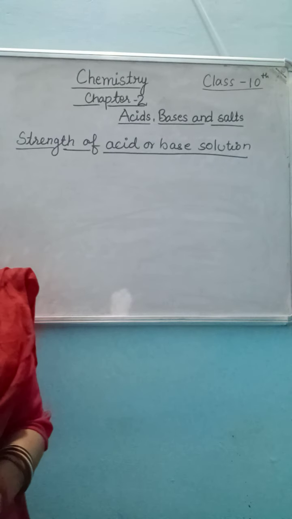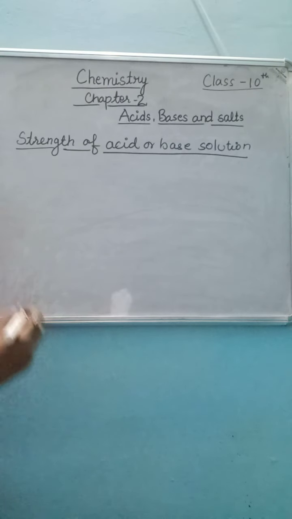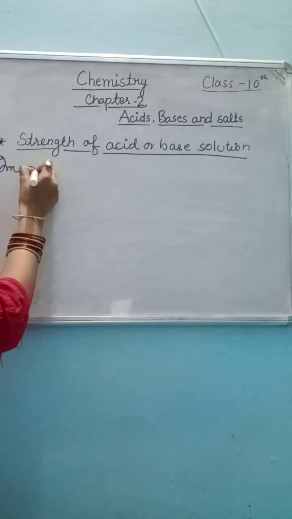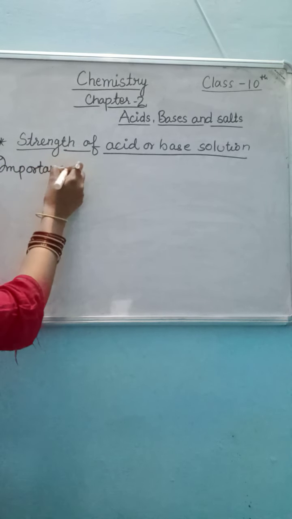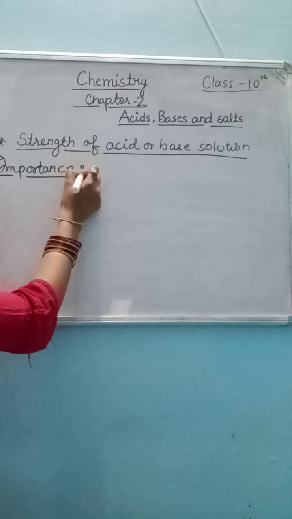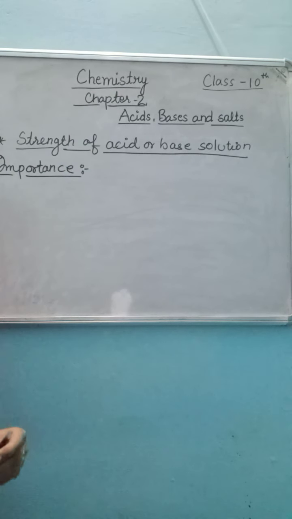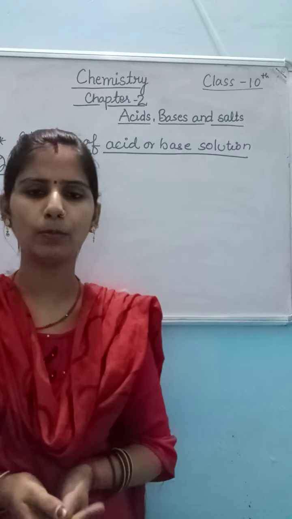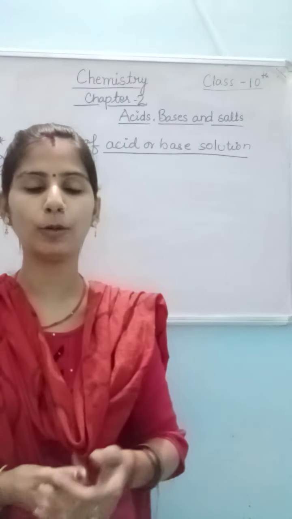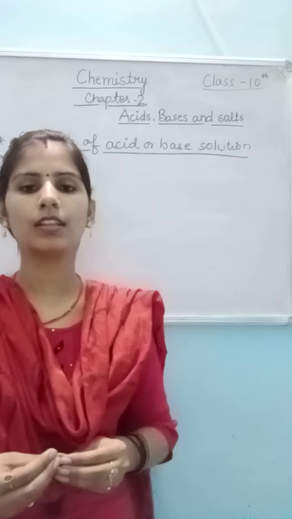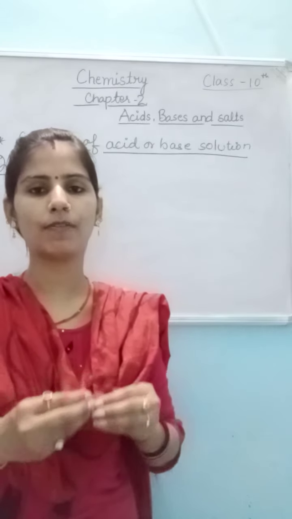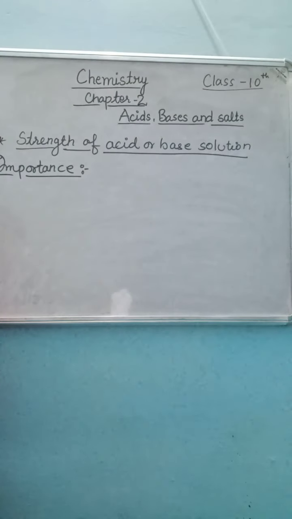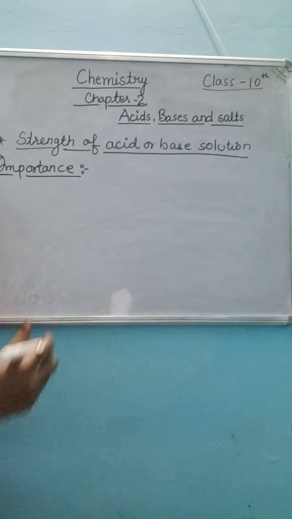Now the next thing, students, that we have to learn is the importance of pH in everyday life. What is the importance of pH? Our body, or any human being's body, or any other animal's or plant's body, works within a pH range of 7.0 to 7.8.